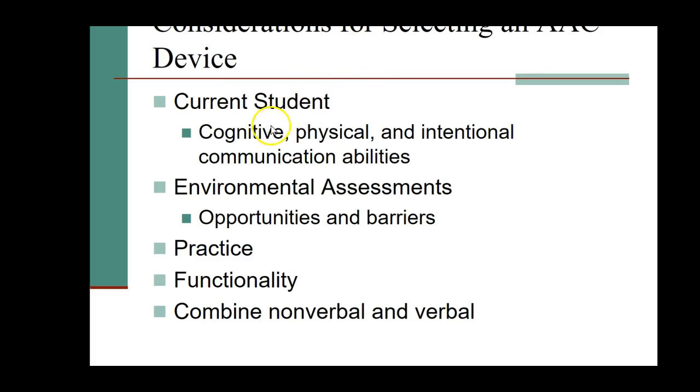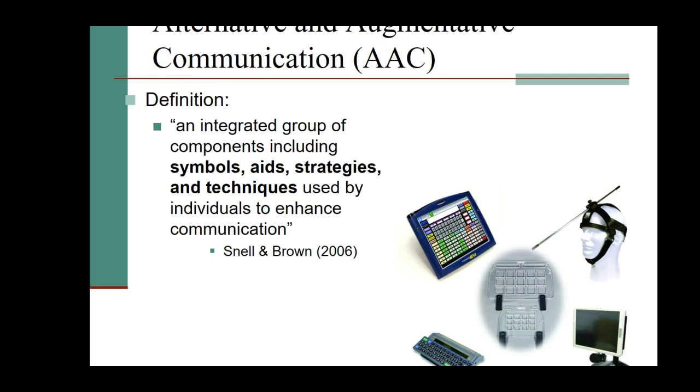So you have to think about their cognitive, physical, and intentional communication abilities. What mental abilities do they have? Are they able to think through and process what you're asking them? What physical abilities do they have? And what's the intentional communication ability? So we have different types. I'm going to go back one.